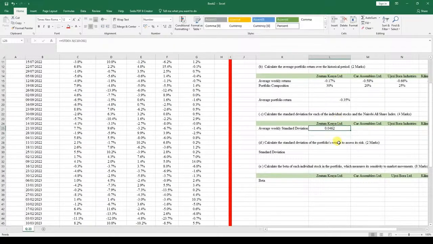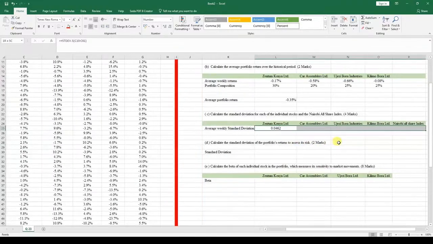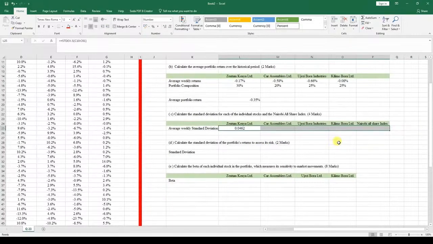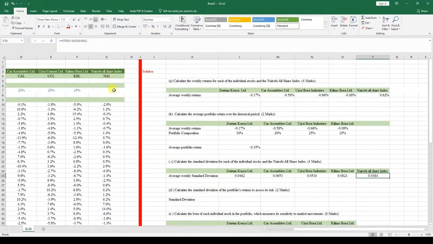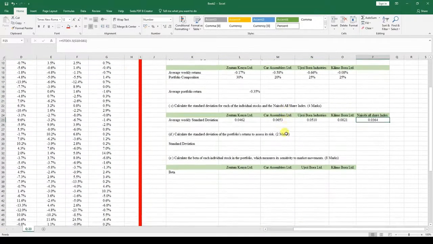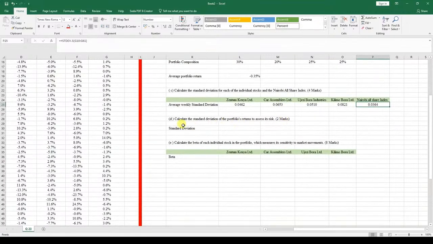And if we were to drag it moving towards the right like so, up till all share index, it will actually pick the standard deviation. Remember, for example, this one is picking the standard deviation of the sample for the Nairobi All Share Index right here. Part D, we are asked to calculate the standard deviation of the portfolio returns to assess the risk.